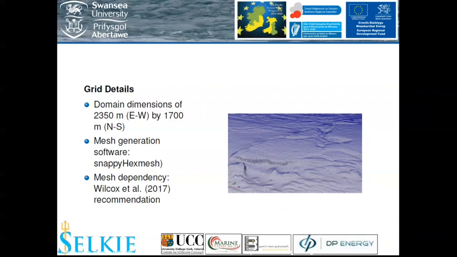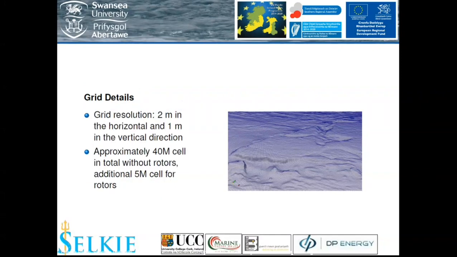So the grids. The domain had dimensions of 2350 meters east to west by 1700 meters north to south, and all grids were created using blockMesh and snappyHexMesh in OpenFOAM version 6.0. A mesh resolution of 2 meters in the horizontal and 1 meter in the vertical directions, with a total element size of approximately 40 million, was used, with an additional 5 million dedicated to the rotors. Runtimes vary between 18 to 24 wall clock hours for the ebb scenario, including rotors, on 2x14 processes.